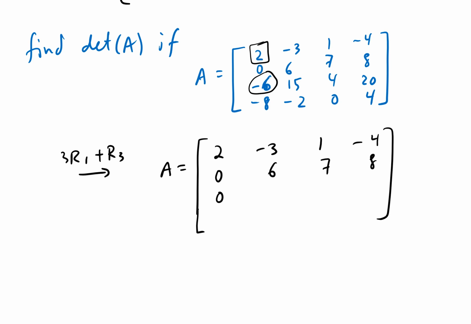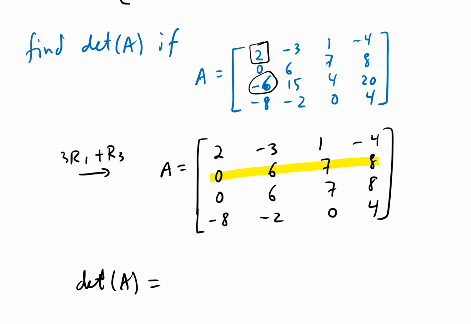So that will make this 0. This will become 6, 7, 8, and the last row stays the same. Now what? What's the determinant of A? Notice, now by just doing this, I got 2 rows that are the same. So the determinant by the properties is 0.